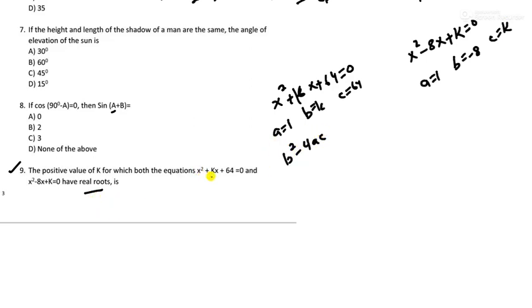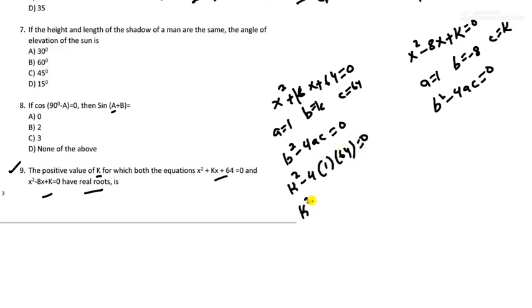For real roots, since you have to tell the positive value of k for both the equations, we'll assume both discriminants equal 0. Whichever positive value you get for k, that will be your answer. So b square minus 4ac is k square minus 4 into 1 into 64 equals 0. So k square is 4 into 64, which is 256, equal to 0. So k square is equal to 256, so k is equal to the root of 256. So k is equal to how much?